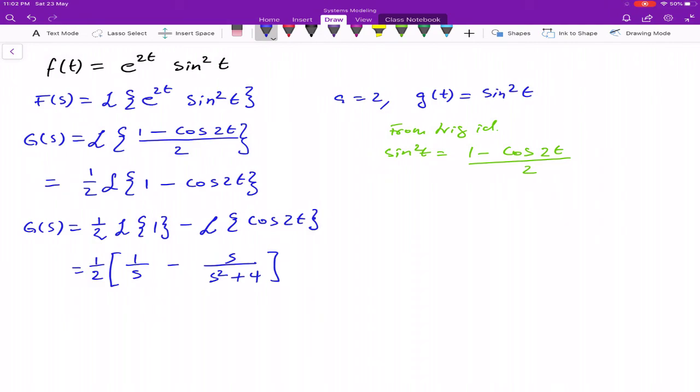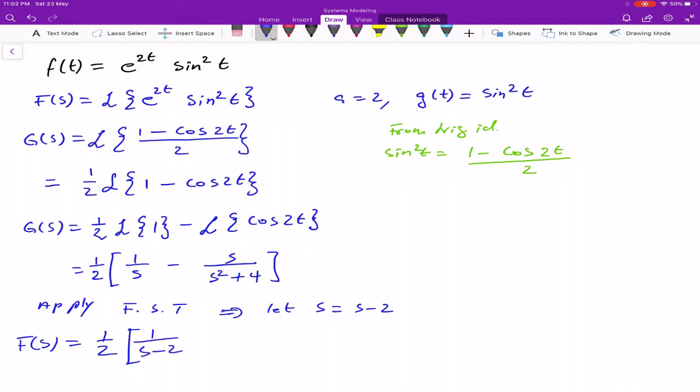Next, we apply the first shift theorem, and we do that by letting s be equal to s minus 2, because we have a positive 2 somewhere here. Okay, so do that. The final result will be f of s is equal to a half times [1 over (s minus 2) minus (s minus 2) over ((s minus 2) squared plus 4)]. That's it.